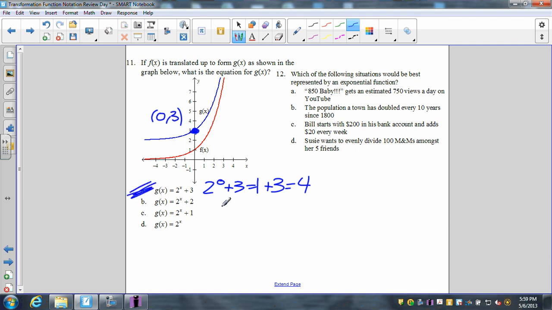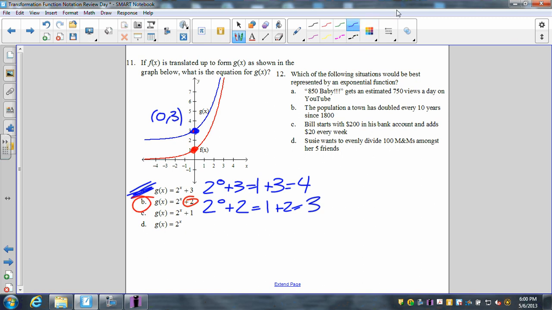Let's try B. 2 to the 0 plus 2 is 1 plus 2. Well, that happens to be 3. So that one's good, right? 0, 3 is good. Guys, think about it. This right here is 2 to the x. Okay, this red line is 2 to the x. You went up 2 points. That's where the plus 2 comes from. All right, so the answer must be B.